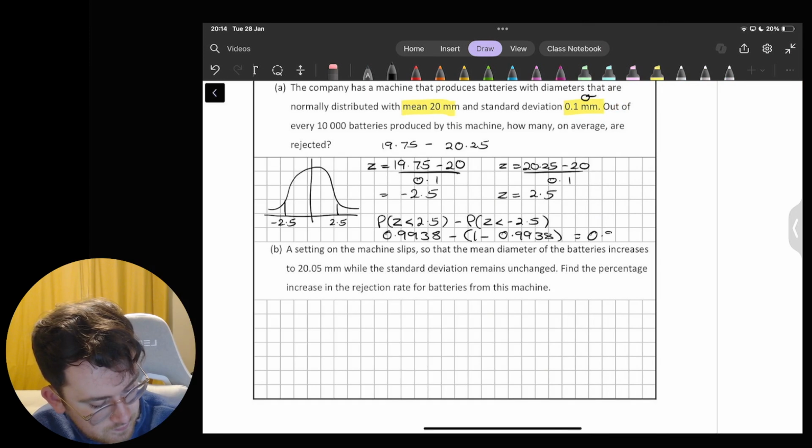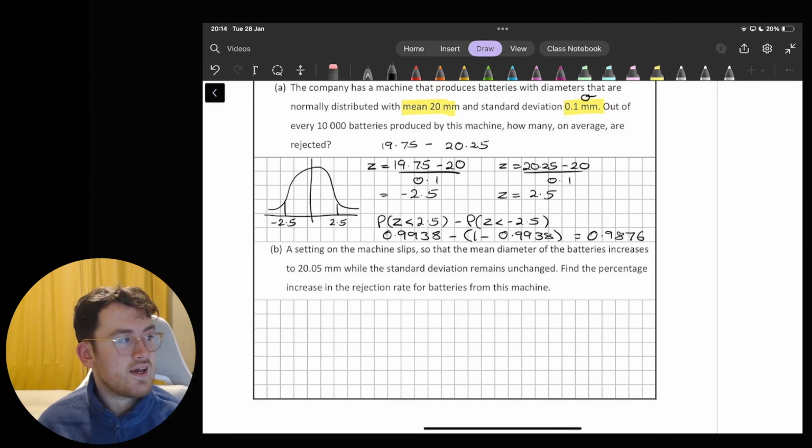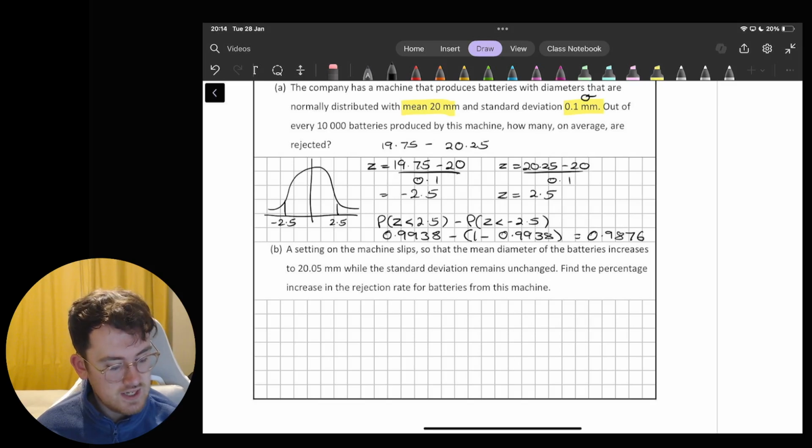0.9876. Okay, that's my overall answer here. So I only want values that are within that range.